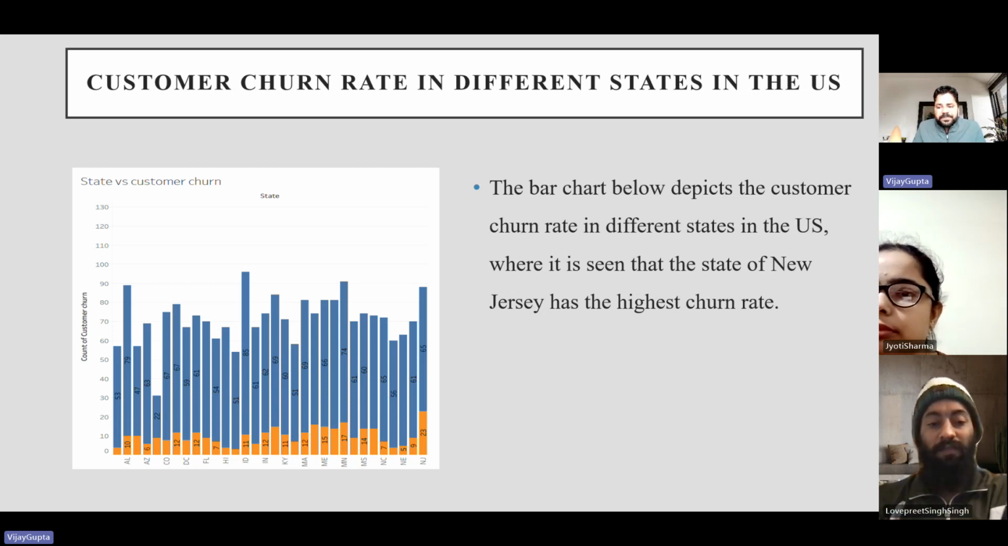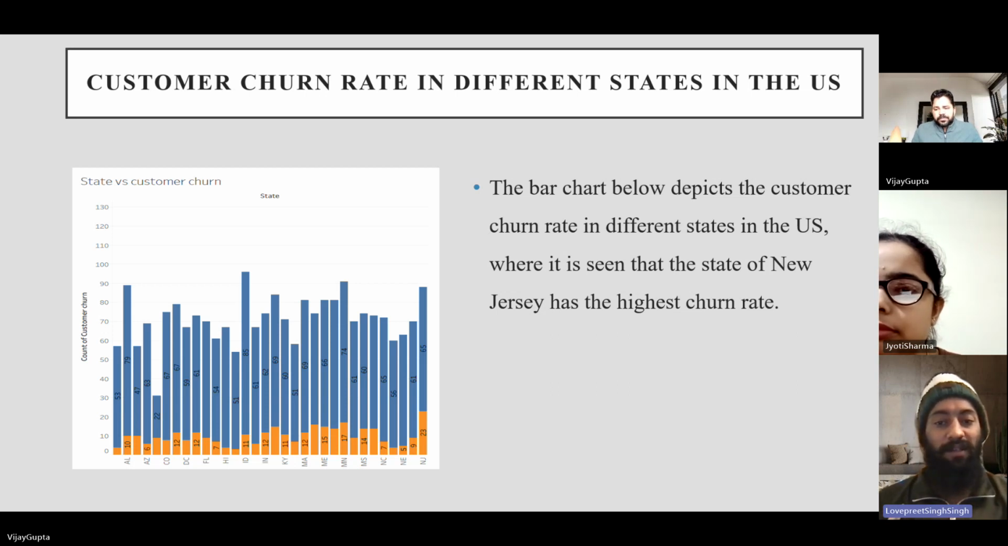Hello everyone, here I'm going to talk about the next slides about the customer churn rate in the different states in the US, and how the different states are doing regarding churn rates. We can see in the bar chart below the customer churn rate in different states, where the state of New Jersey has the highest churn rate with 23%. The lowest is Nebraska with 5 point. Can you please move to the next slide?